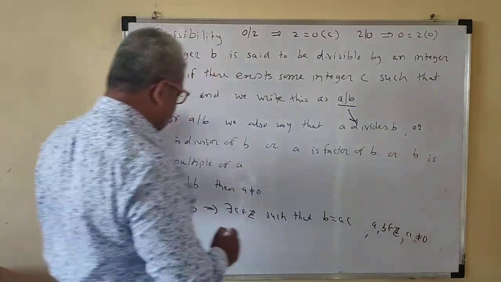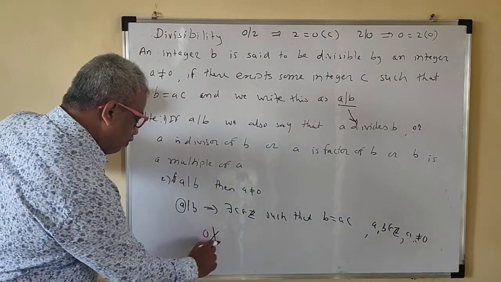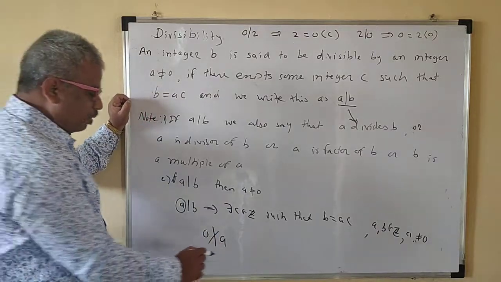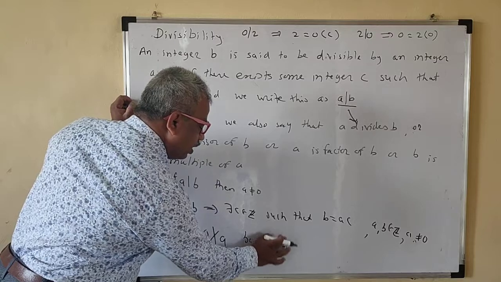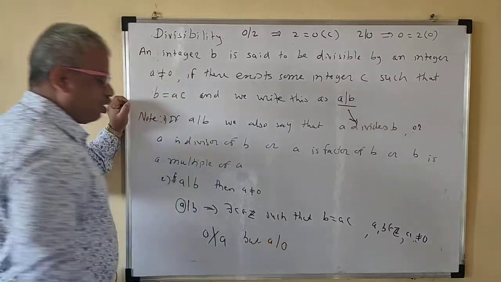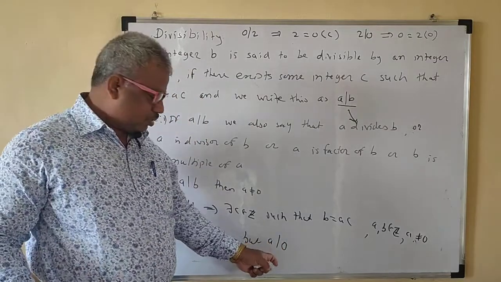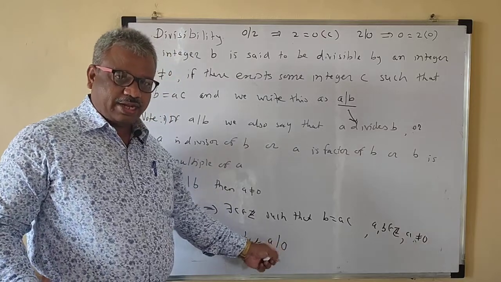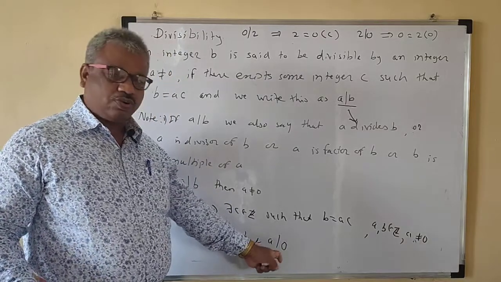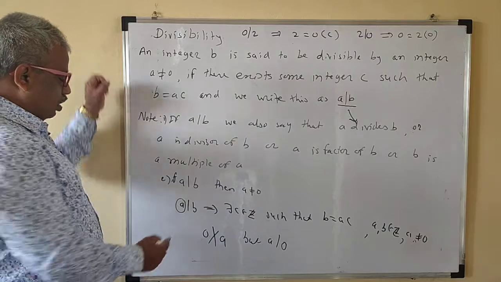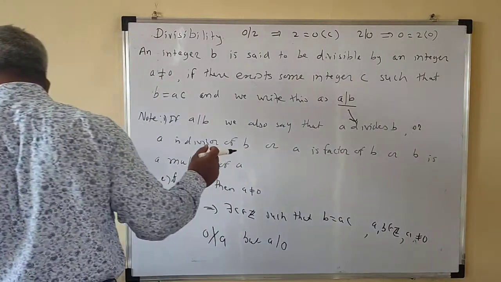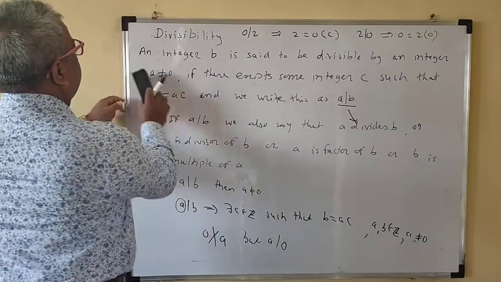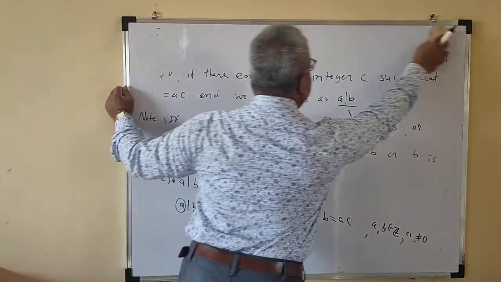So 0 does not divide any number. But any number divides 0, because a should be an integer, and you can write 0 is equal to a into 0. Remember this definition: a divides b implies that b is equal to a times some integer. This is very important.